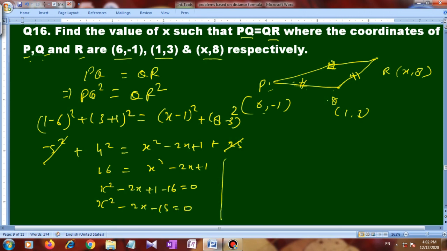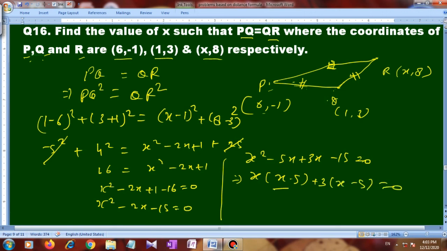Now factorize it. We get x square minus 5x plus 3x minus 15 equal to 0. Taking x as common, we get x minus 5 inside the bracket, and when you take 3 as common, you get x minus 5. This factor is the same in both terms, so you get x minus 5 as common, and x plus 3 in the next bracket, equal to 0.